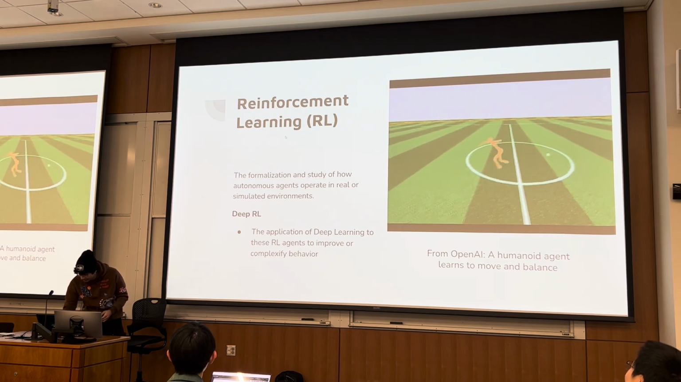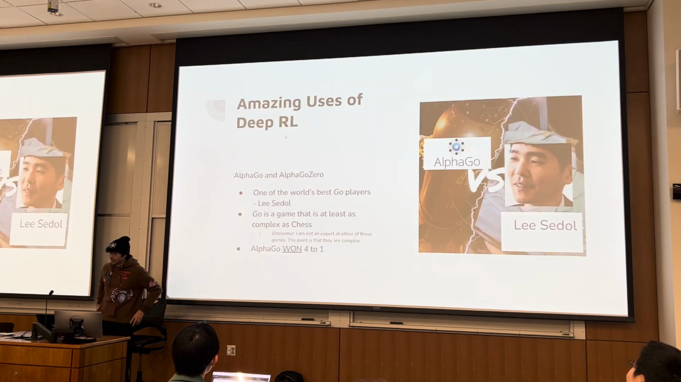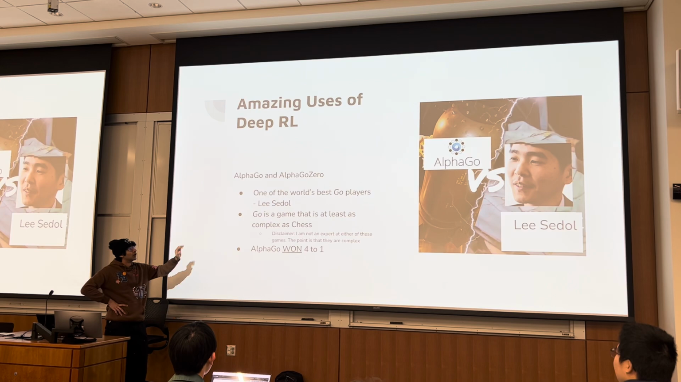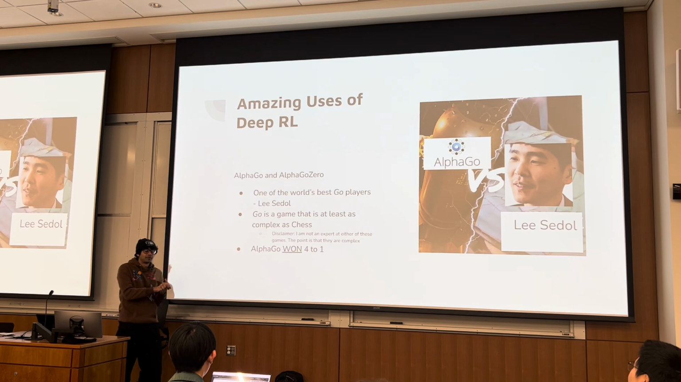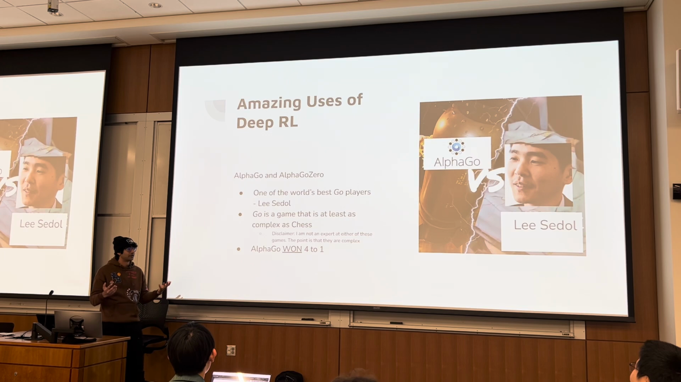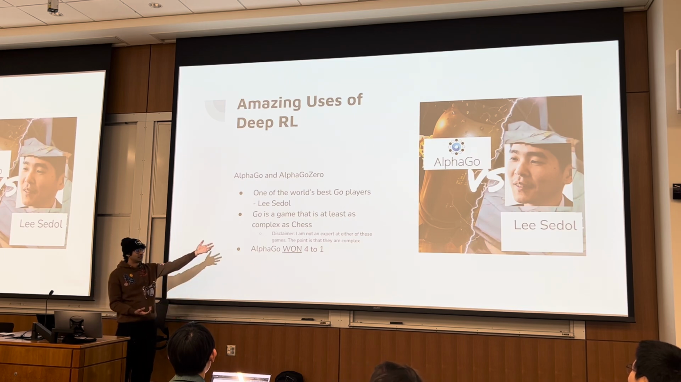Next slide, please. One of the most amazing uses of deep reinforcement learning, at least that I know of, is the programs AlphaGo and AlphaGo Zero. One of the world's best Go players, Lee Sedol, was put up against AlphaGo, which is a reinforcement learning agent trained to play the game of Go, which, disclaimer, I have never played myself. But based on the many articles and papers I've seen, it is at least as complicated as chess. The state space is much bigger, and the number of positions and plays you can make is bigger, but I don't know the rules. It's obviously complicated, because this was a huge deal.